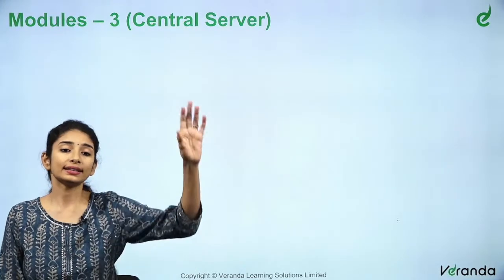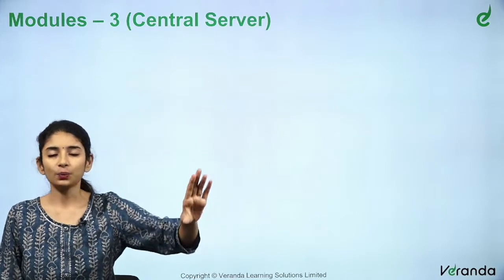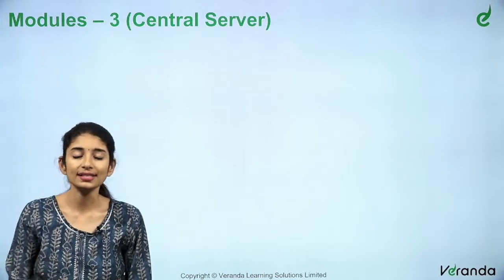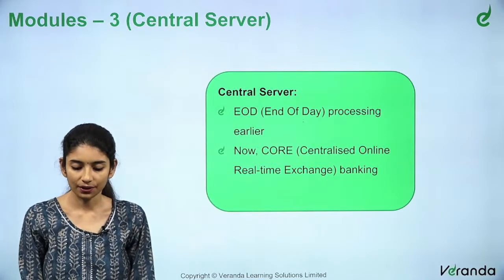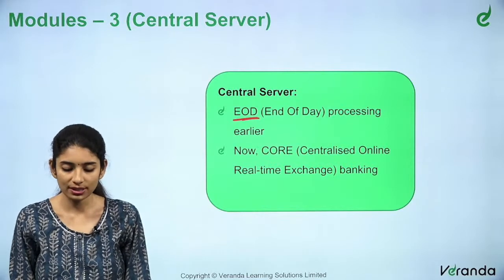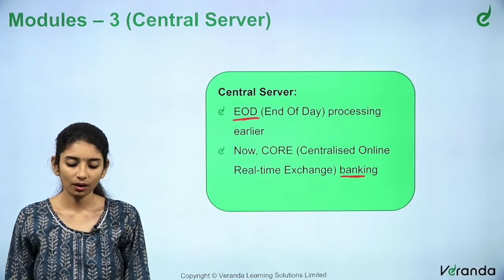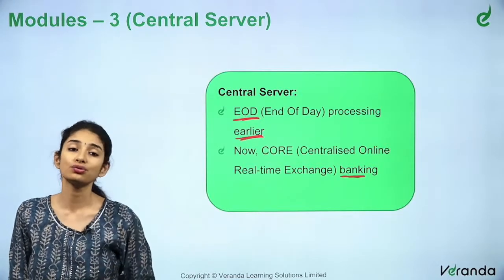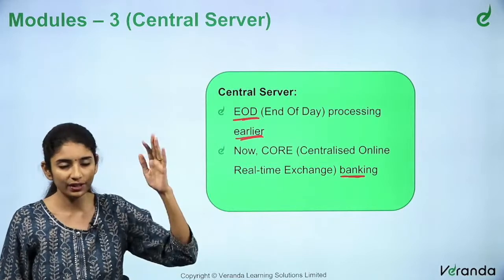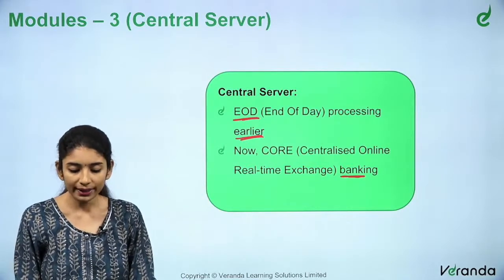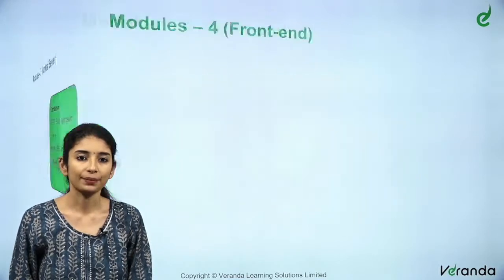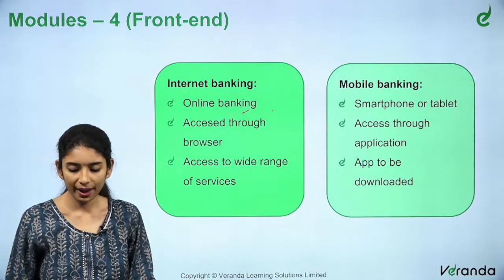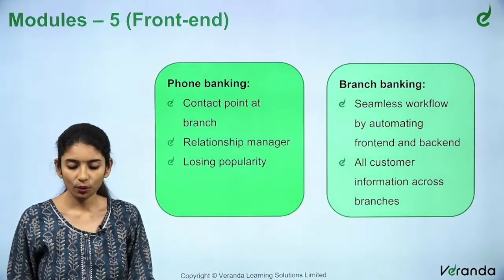What is the main component that connects the back end to the front end? It is the central server. Earlier it used to do end of the day processing. At the end of every day it would update the accounts. But now it happens on a real time basis. Next, the front end would be my internet banking, mobile banking, phone banking and branch banking.